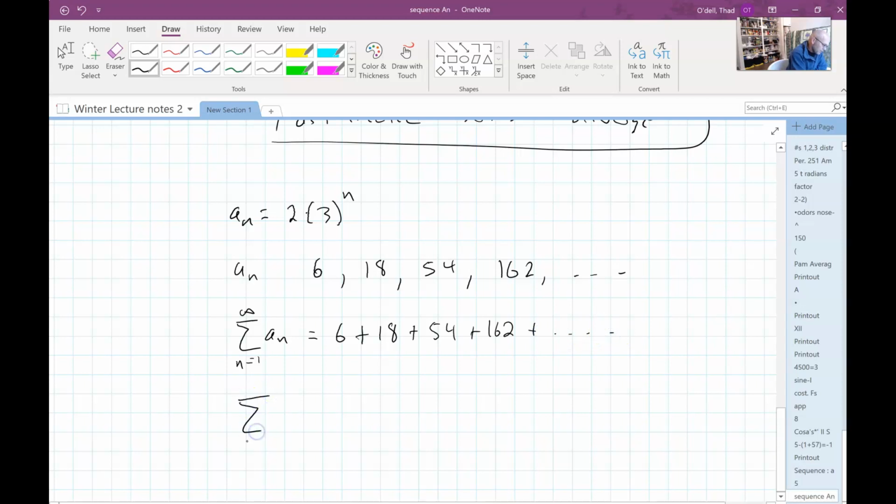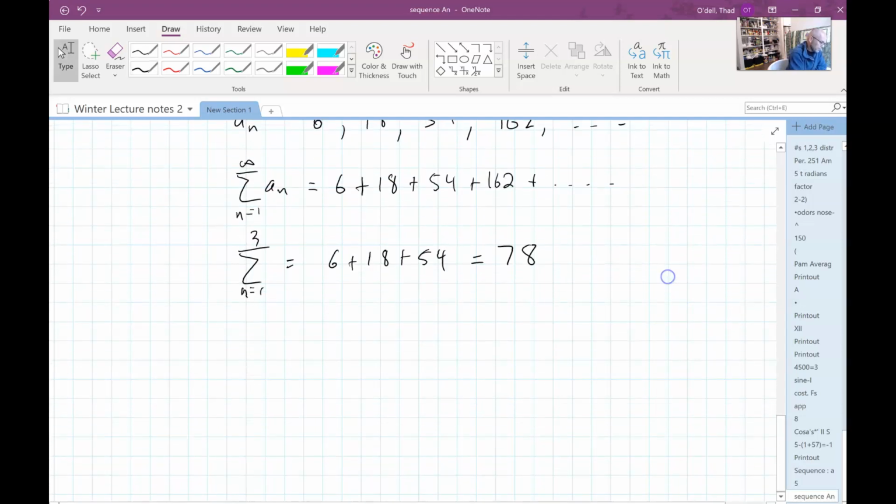If we do a partial sum for the third term this time, that would be 6 plus 18 plus 54, which would be 78. If we do the sequence of partial sums, that would be 6, 24, 78, there's that third partial sum. And we can keep going. Let's see, that'd be 240, etc. And again, we notice that this thing is just getting bigger and bigger without bound.